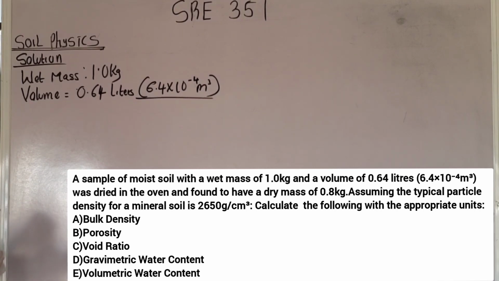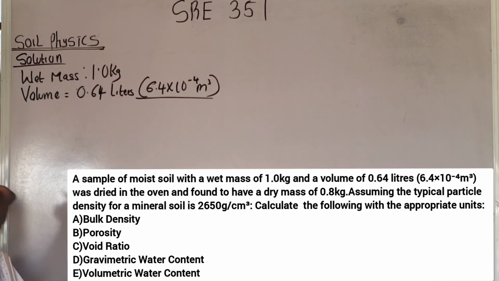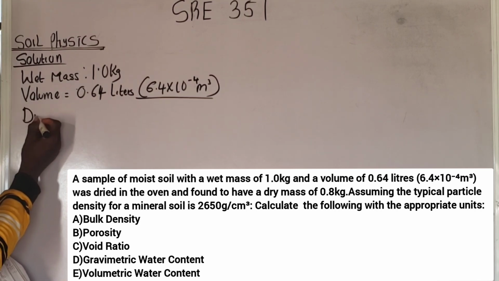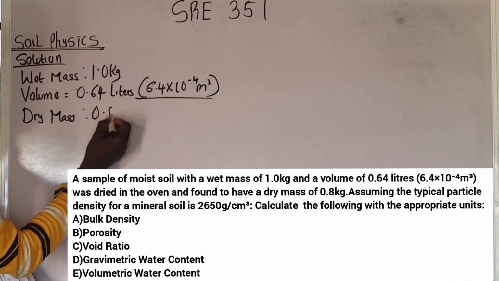Now, when this soil was oven dry, when you dry something, you are removing water. Are you paying attention? So, when this soil is oven dry, the weight of the soil is reduced to 0.8 kilograms. So, that is the dry mass. The dry mass of the soil equals 0.8 kilogram.